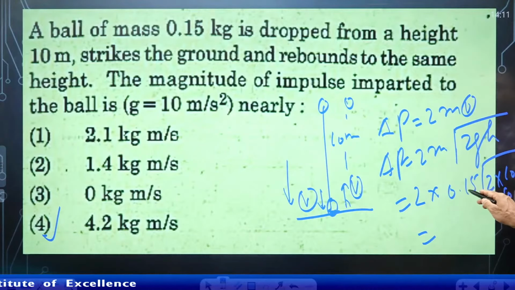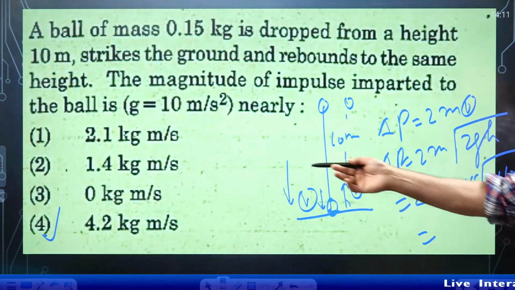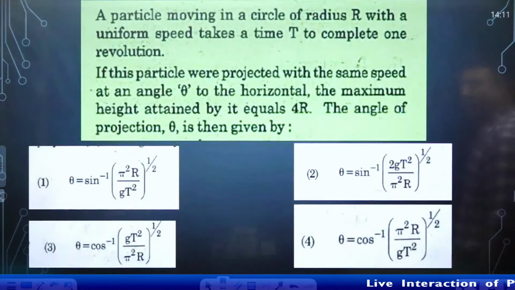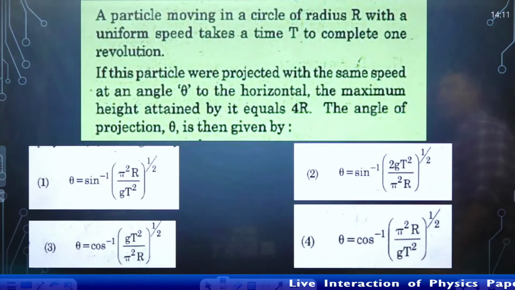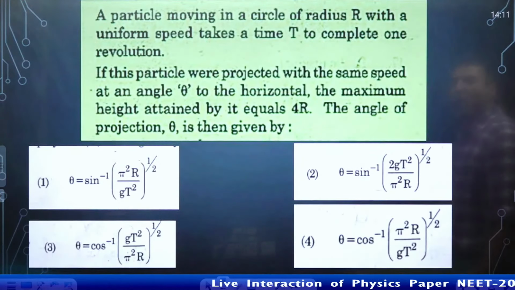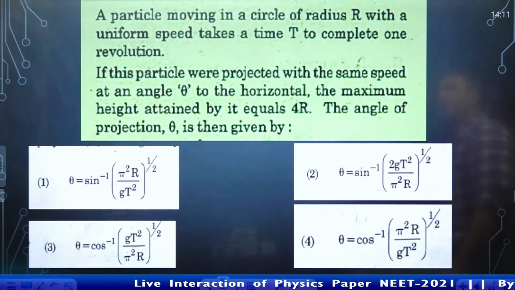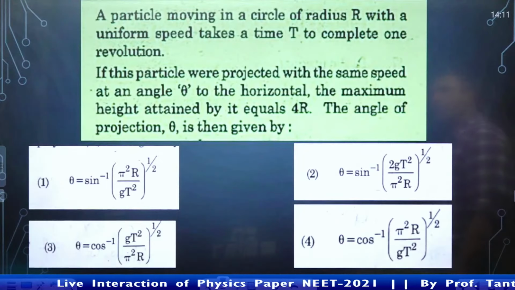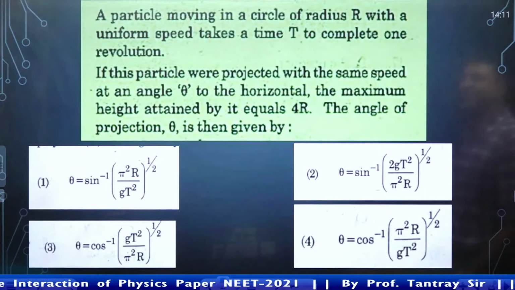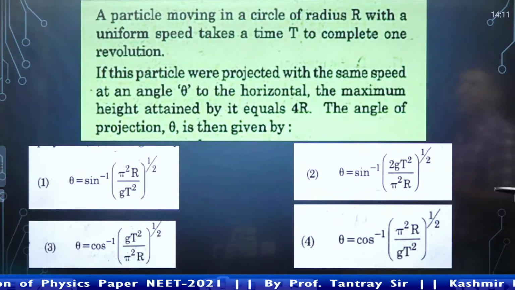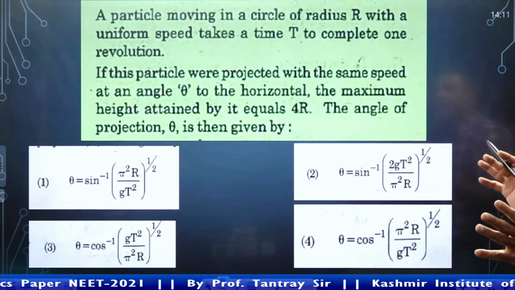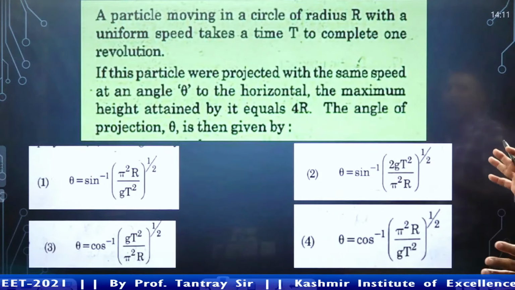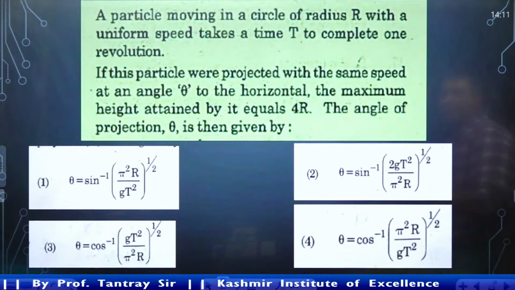It is 0.1, 0.2 is 0.3, 0.3 to 10 is 3, 3 root 2 is 4.2. Okay. Now, a particle moving in a circle of radius r with a uniform speed takes time t to complete one revolution. If this particle were projected with the same speed at an angle theta to the horizontal, the maximum height attained by it equals 4r. The angle of projection theta is given by.